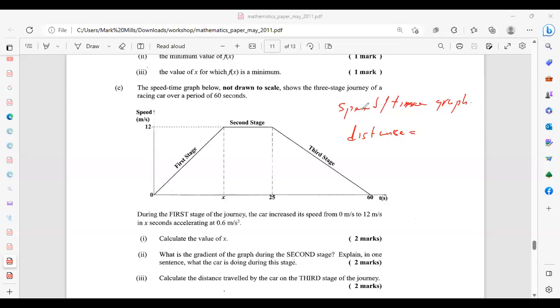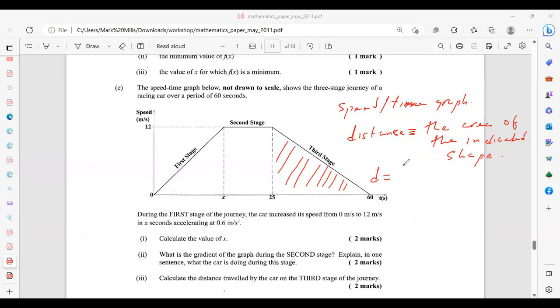When we are doing a speed-time graph and it asks you for distance, the distance is equal to the area of the indicated shape. So here they ask for the third stage. I want to find the distance. The third stage is this. What shape is this third stage? Triangle. What's the formula to find the area of a triangle? Half base times height. So it'll be half times the base times the height.